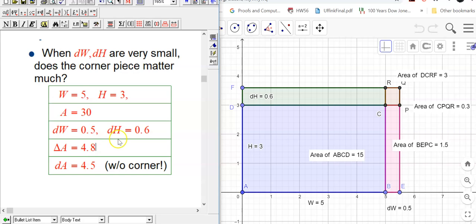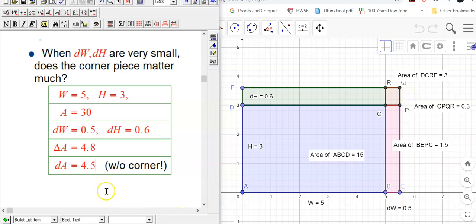Okay, but I want to suggest that this corner piece is not very significant. We're going to see when we drive dW and dH to be smaller and smaller, I hope that'll be more convincing. So I'm going to just say, well, what would happen if we left out the corner? That's just going to be the 3 plus the 1.5. And I want to see exactly where that calculation comes from.